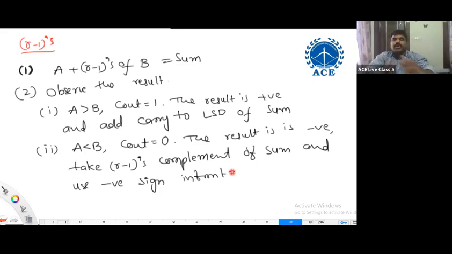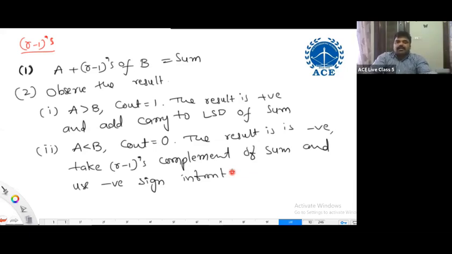Once again, two methods very clearly. In two methods, respective complements of B will be added to A. When we are performing A minus B, so A plus complement of B. So in R's complement method, R's complement of B. In R minus 1's complement method, R minus 1's complement of B. In two methods, if carry is there, that means final carry is 1, then result is positive. Final carry is 0, result is negative.